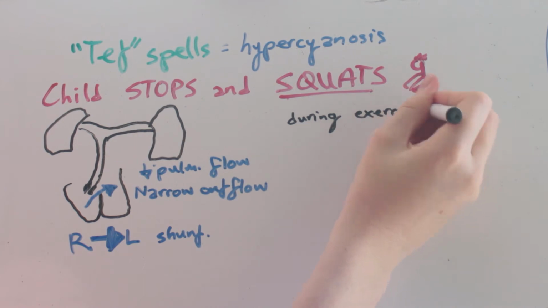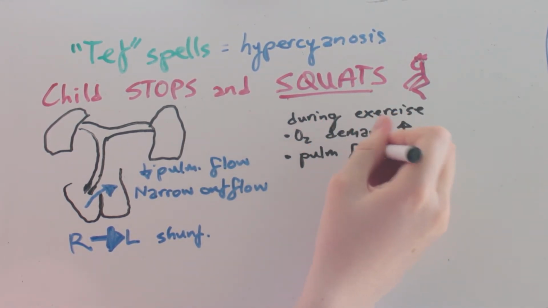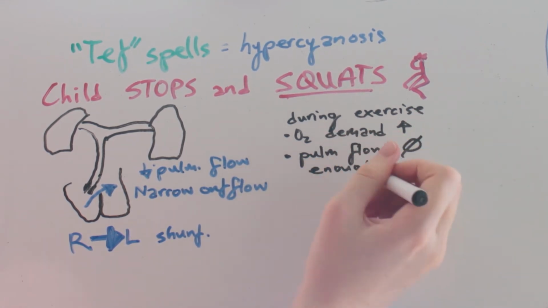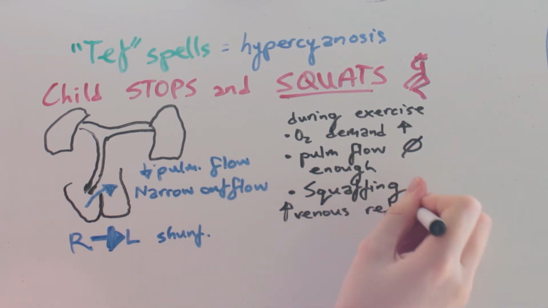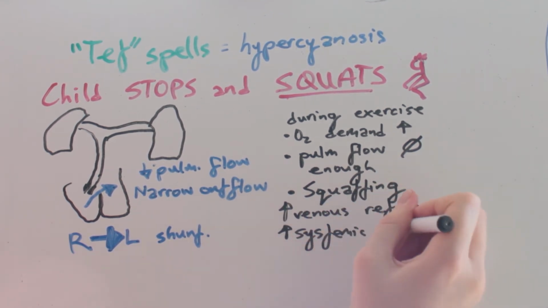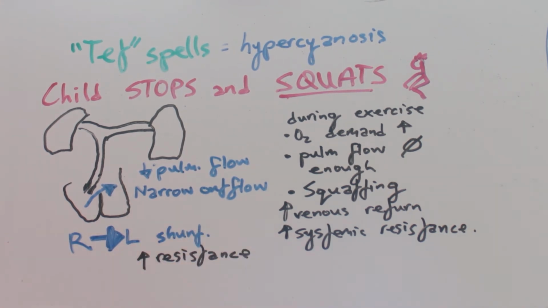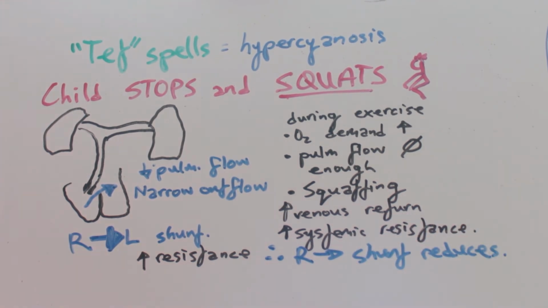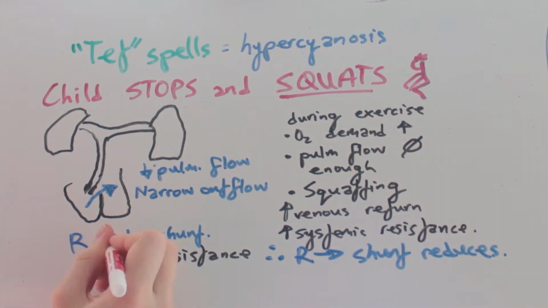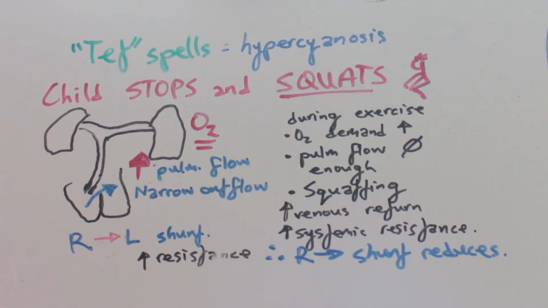Now during exercise, the demand for oxygen increases, yet the pulmonary flow is not enough to meet these requirements. So squatting is a natural way for the child to increase venous return, which leads to an increase in systemic resistance affecting the left side of the heart. And because there's greater resistance on this side, the right to left shunt is reduced. So more blood is pumped through the narrowed pulmonary valve, increasing pulmonary blood flow and therefore increasing oxygenation.